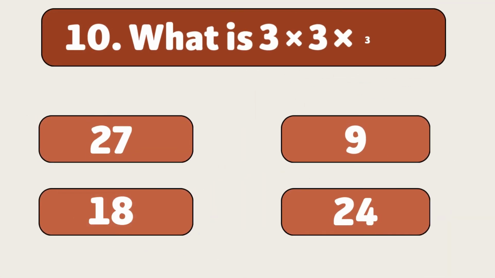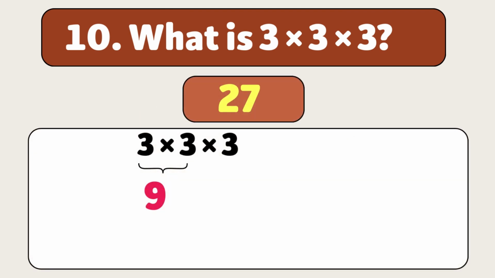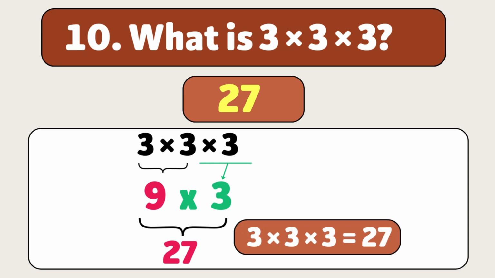What is 3 times 3 times 3? 27. Simply multiply the first two numbers. 3 times 3 equals 9. Then multiply the result by the next number. 9 times 3 equals 27. Therefore, the answer to 3 times 3 times 3 is 27.